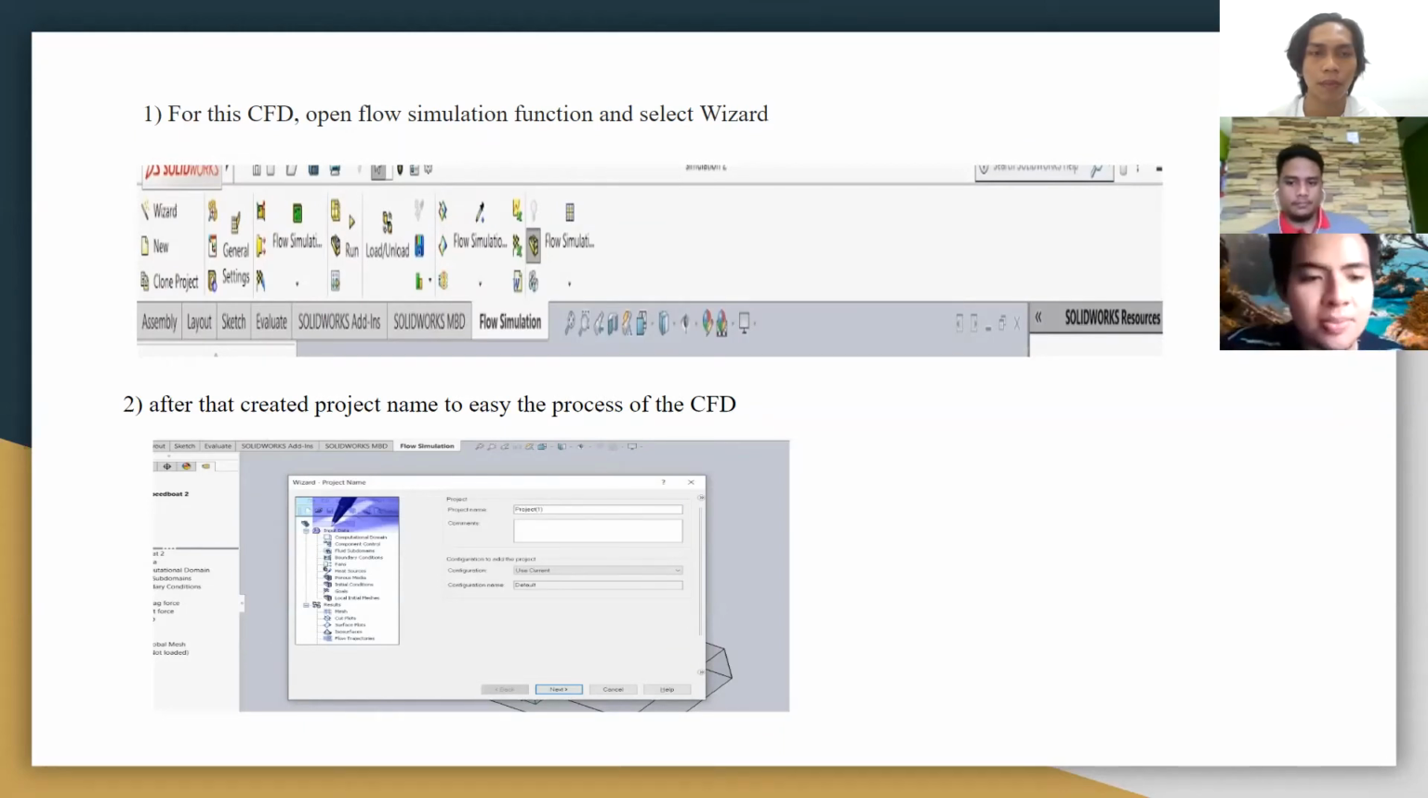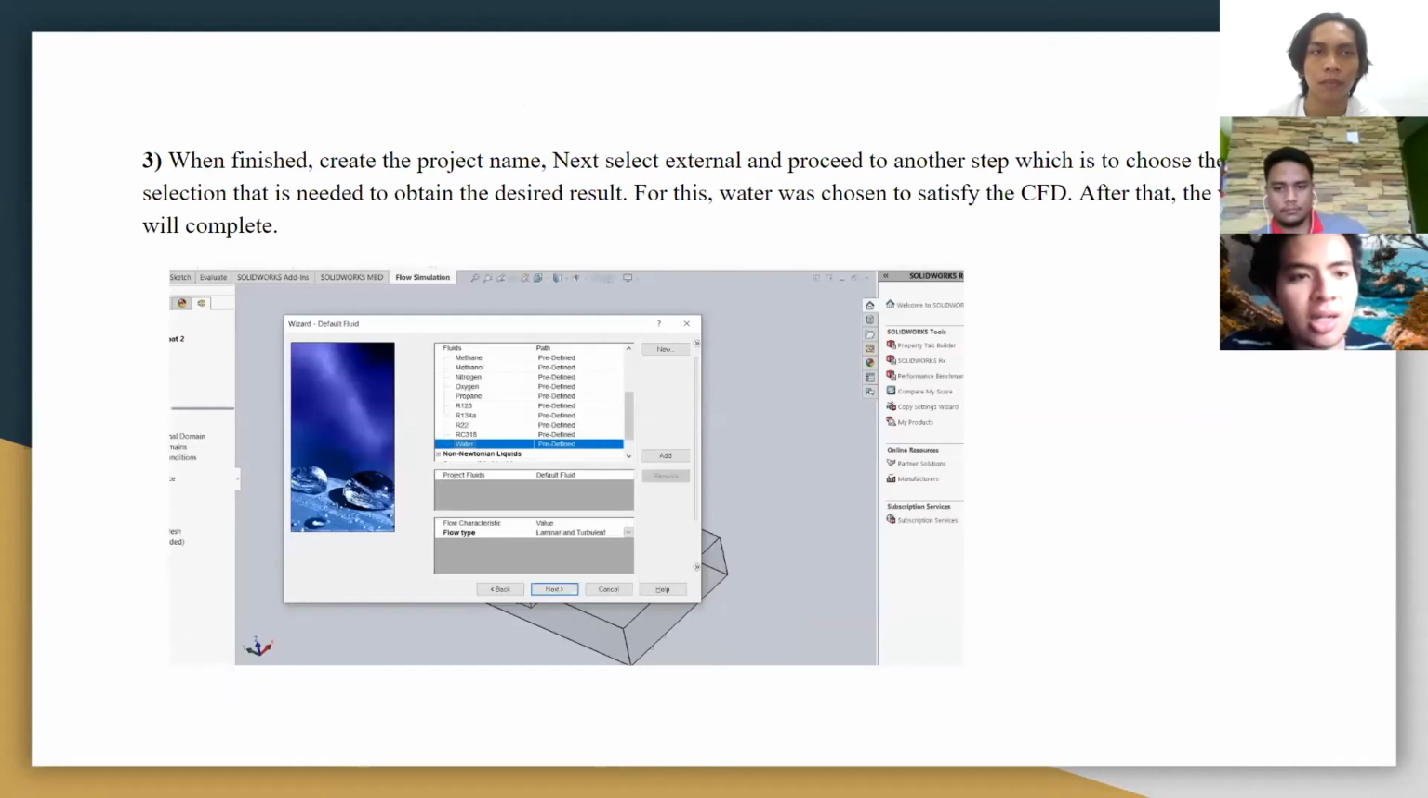Next slide, please. When you finish creating, before this, there is internal and external. You have to choose external first, then proceed, and you choose fluid, and you get water for this motorboat prototype. You use water because the boat is in water, right? For this, we choose water to certify the CFD. After that, the wizard will complete.